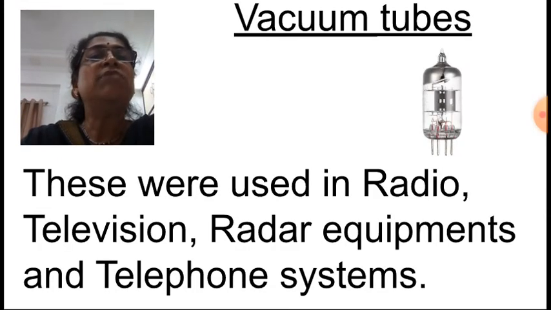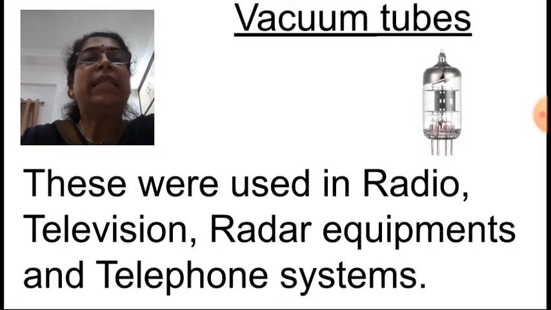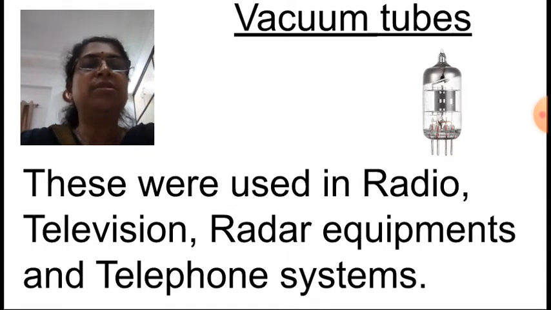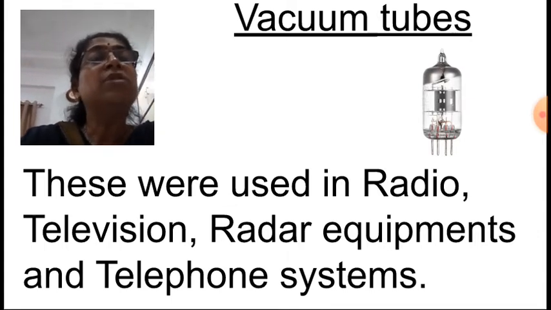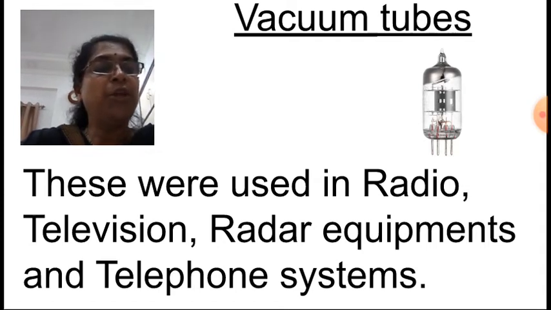Now, what are vacuum tubes? These were used in radio, television, radar equipment and telephone systems. But can you see the picture given here? Yes, these are called vacuum tubes. A vacuum tube is an electronic device that controls the flow of electrons in a vacuum.